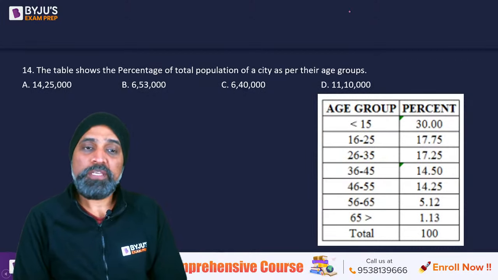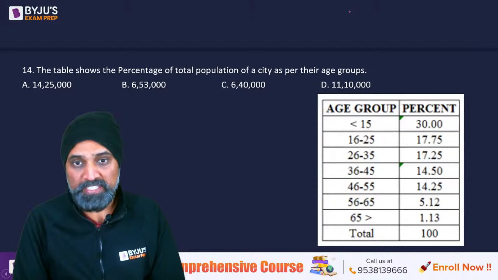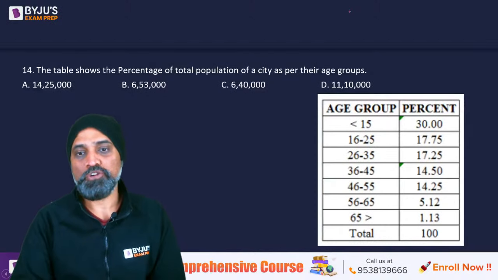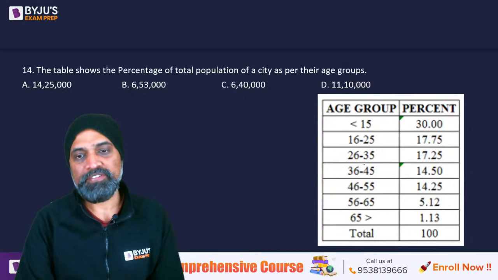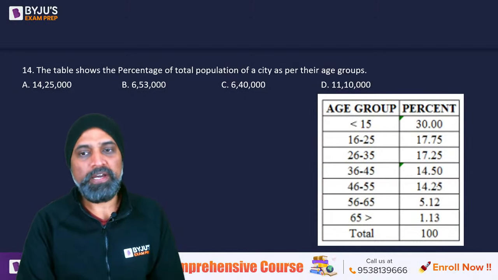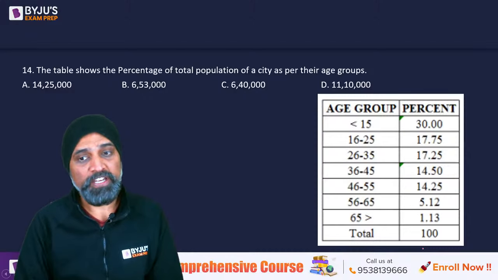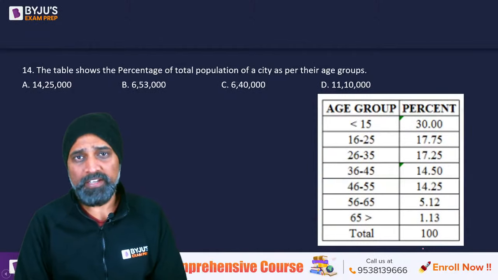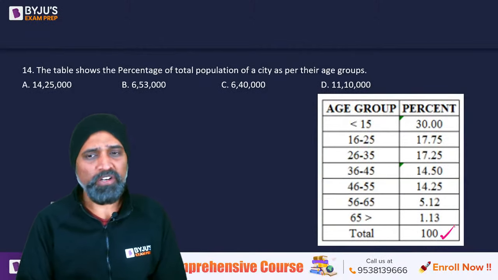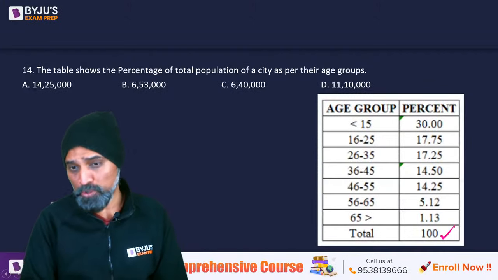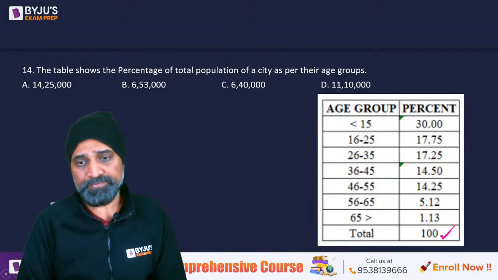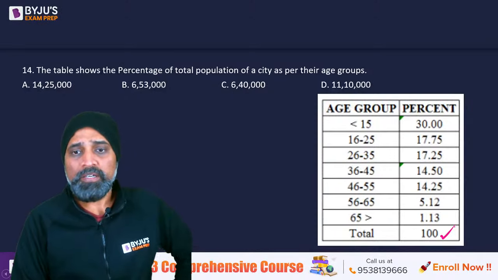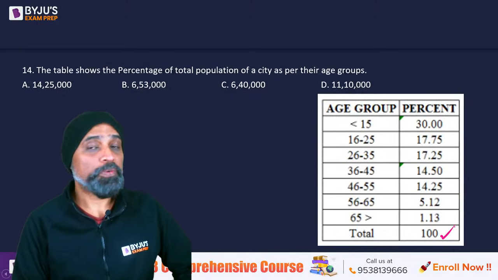Okay, the table shows the percentage of total population of a city as per their age group. So the age group less than 15 is 30%, 16 to 25 is 17.75, and so on. Total, if you add, it's going to be 100. Should we add and verify? No, not needed, because they have already mentioned it's 100 total. ठीक है? वो total 100 नहीं होता तो एक बार check करना पड़ता. Okay? Because 15 years age group is not included.